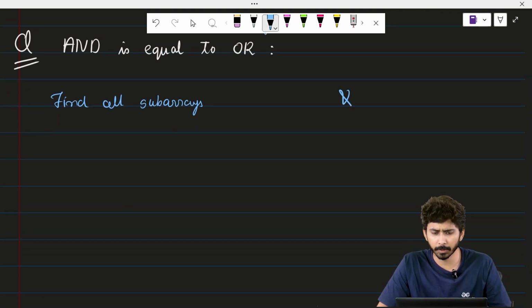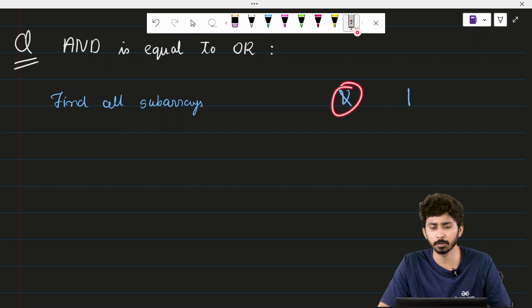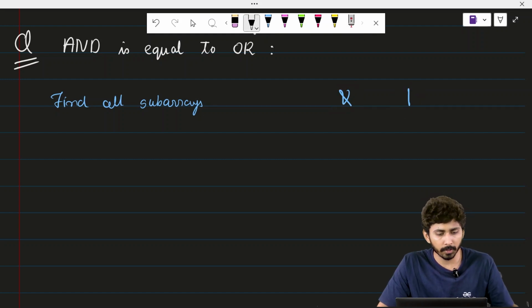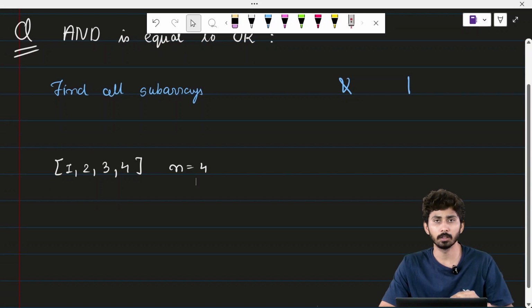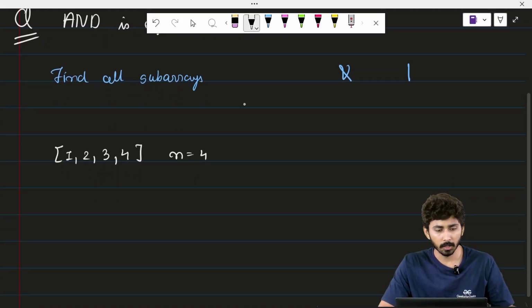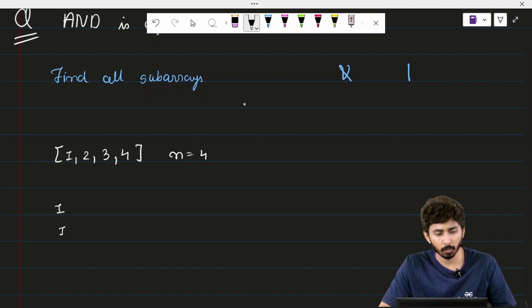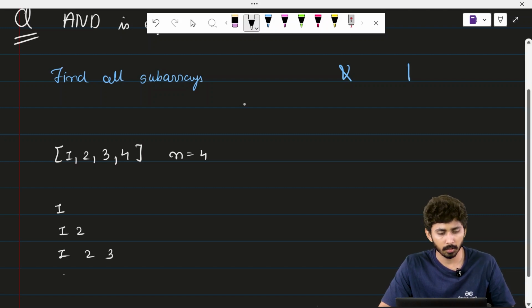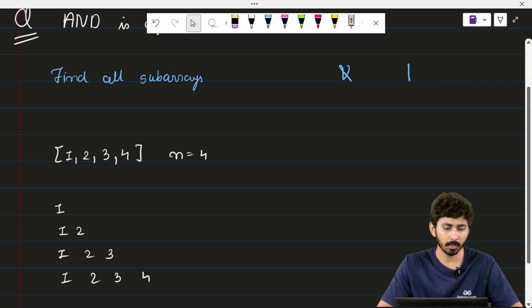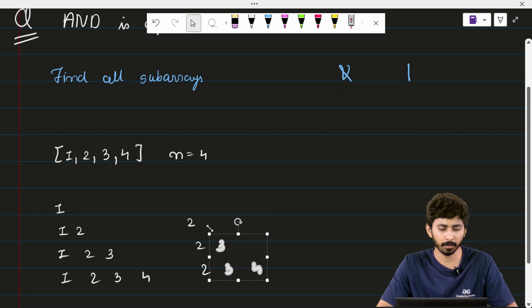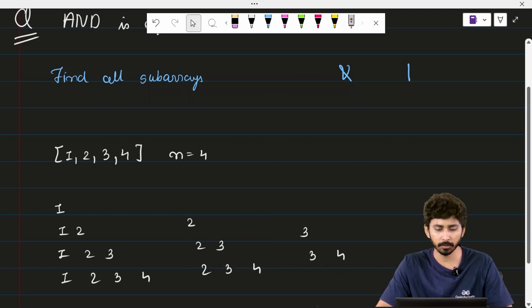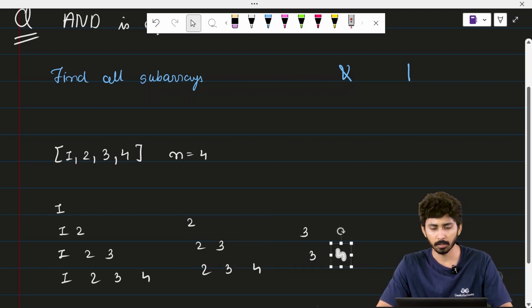If you are not aware of what bitwise AND and bitwise OR are, it's a prerequisite for this question. Let's take an example: 1, 2, 3 and 4. Here the size of the array is 4 and you are supposed to find all the subarrays whose bitwise AND is equal to bitwise OR. I will note down all the subarrays: 1; 1, 2; 1, 2, 3; and 1, 2, 3, 4. These are all the subarrays starting at index number 1, and now all the subarrays starting at index number 2 and index number 3.